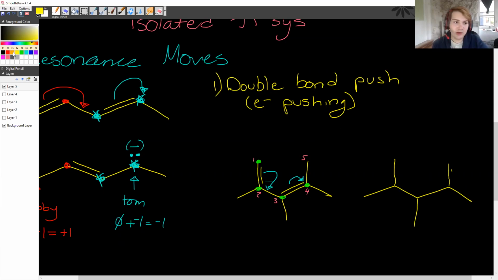So what's going to be between carbons 2 and 3 now? Well, it's going to be a double bond. And what's the charge on carbon 1 now? Well, we're moving away from it, so whenever we move away from something, it's going to gain a positive charge. And whenever we move towards something, it's going to gain a negative charge. How do we feel about our first resonance move, the electron push? Good, kind of.